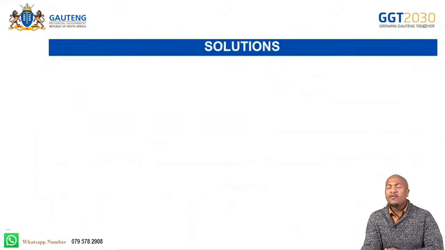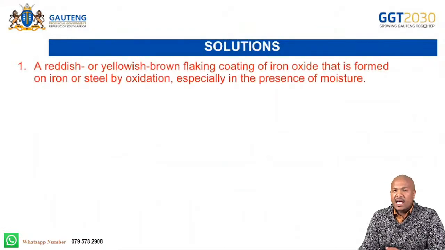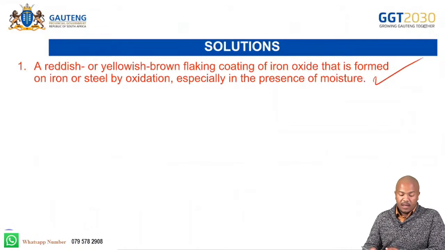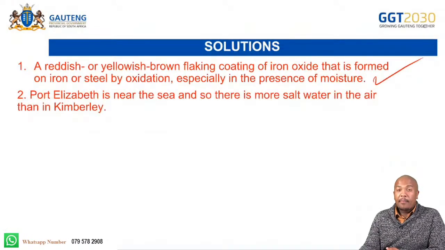For number 1, rust is a reddish or yellowish brown flaking coating of iron oxide that is formed on iron or steel by oxidation, especially in the presence of moisture. Then number 2, the answer is Port Elizabeth is near the sea, and so there is more salt water in the air than in Kimberley. That's why the bicycle in Port Elizabeth would rust faster than the one in Kimberley.